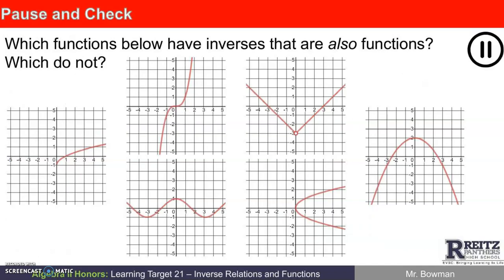Okay, here's what we've got for you to try before the video's over. There are 6 function graphs here. And our question simply is which of these functions have inverses that are also functions and which ones do not. Why don't you pause the video, see if you can make a decision, and when you think you've got it sorted out, hit play.